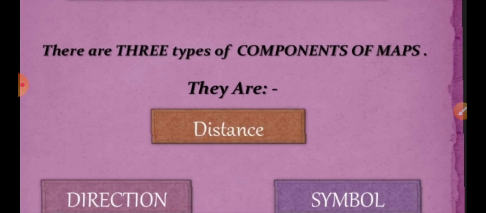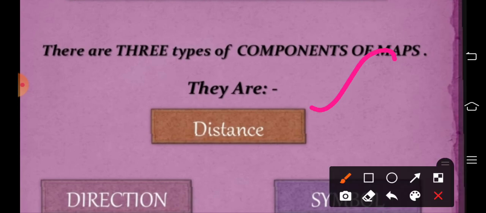In this class we will discuss the three important components of maps. They are distance, direction, and symbol. With the help of these components we can read the map very easily, that means understand the information given on a map very easily. They are very essential also. Then only we could use this map very effectively. So let us start one by one.